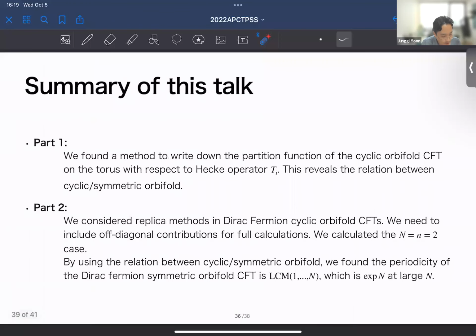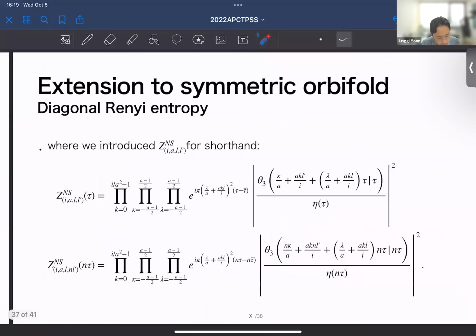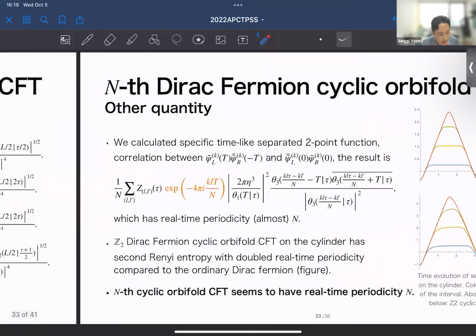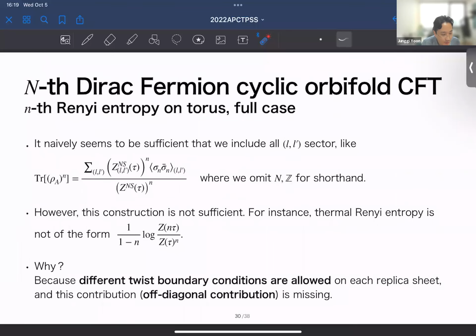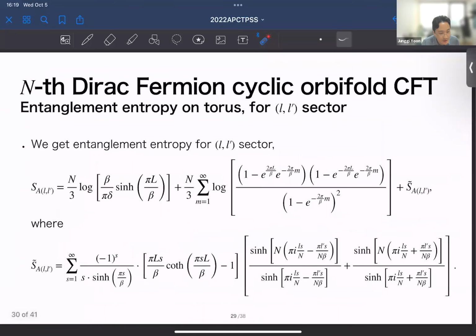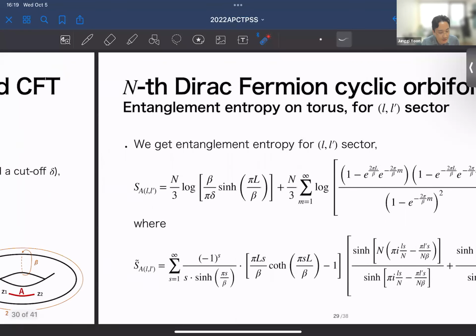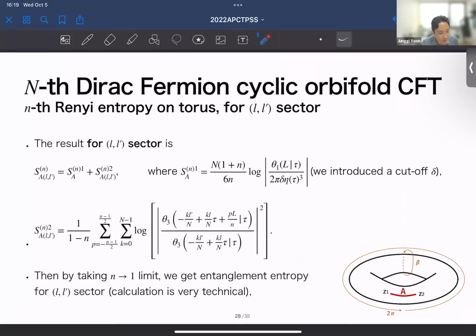For now, I have one question. Here you consider the NS sector. In the Ramond sector or for a scalar field, you have a zero mode. So if there is a zero mode, is this method applicable to it? When you consider cyclic or symmetric orbifold, is the zero mode straightforward, or do you need some special treatment?